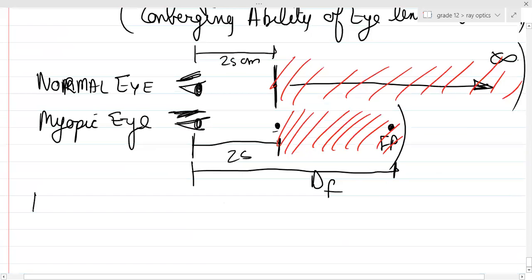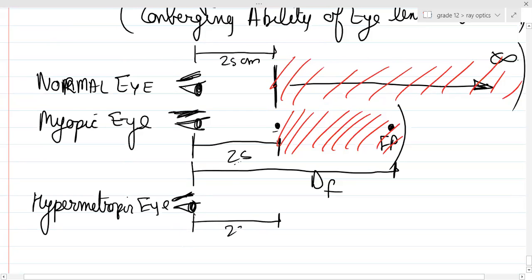In the case of a hypermetropic eye, see what happens. This 25 centimeter thingy you can see, no? This gets affected. So suppose I have a hypermetropic eye, then if the object is placed at this 25 centimeter, I won't be able to see it. I will be able to see it when the object is placed at the near point. Is it clear?